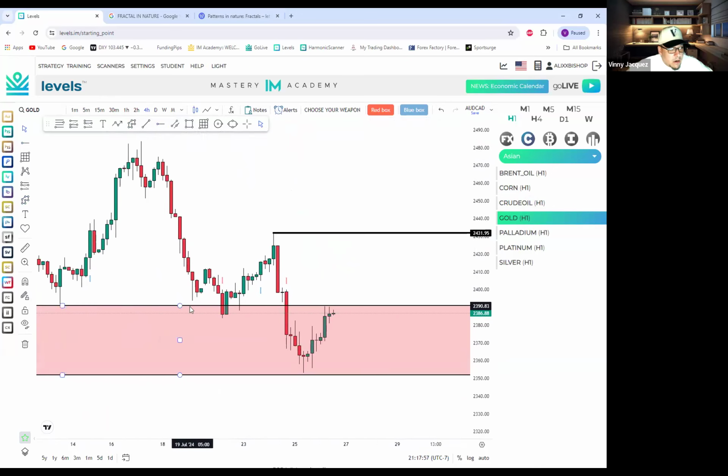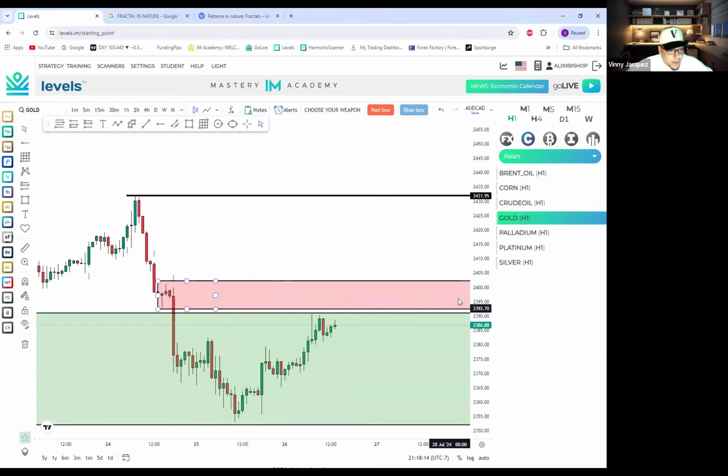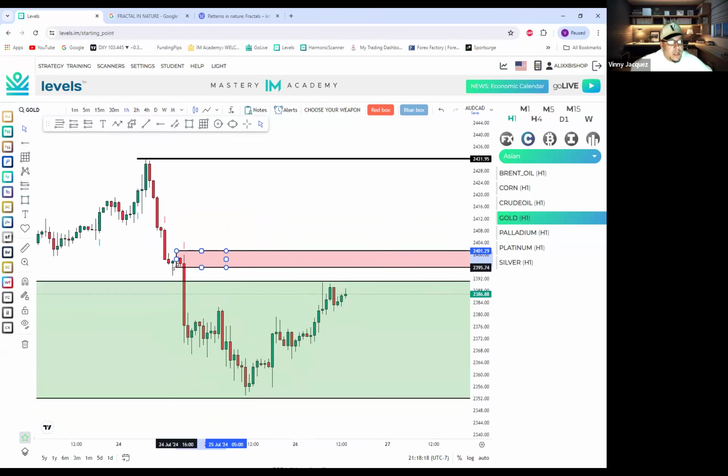And we have a daily starting point right here. Let's change this to green. I'm sorry, we have a 4-hour starting point right here. Or actually, it's right here. 4-hour starting point. Drop back to the 1 hour. So we're going to be rejecting off that for Sunday. So we'll take a look.